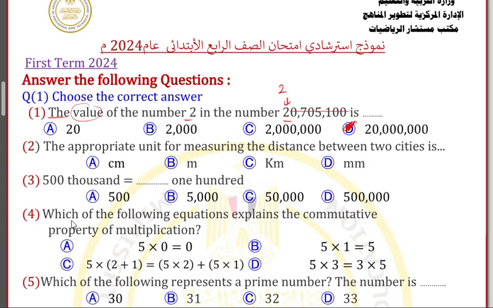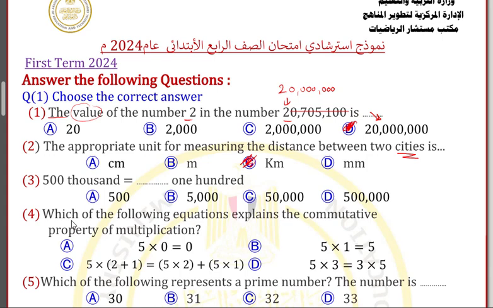So how many digits do we have here? If you count it, it's just 7 digits, so we will put 7 zeros. So the answer is letter D. Number 2, the appropriate unit for measuring the distance between two cities is blank. We said the distance is very big, so we need a big unit. Which one is suitable? It is going to be letter C, kilometer.